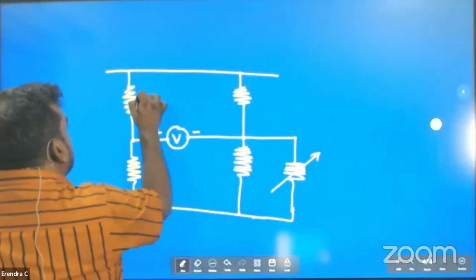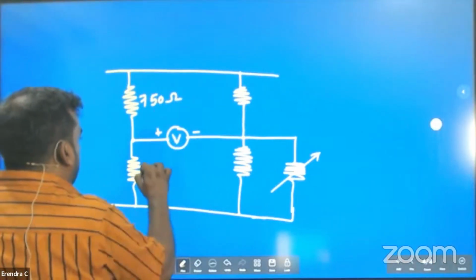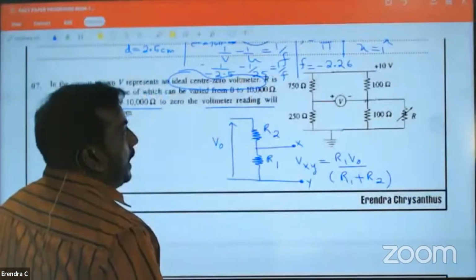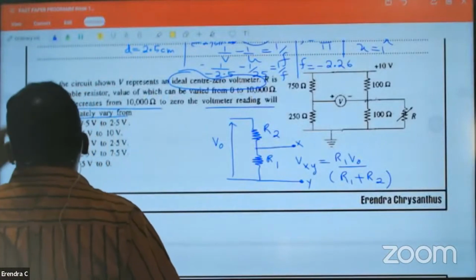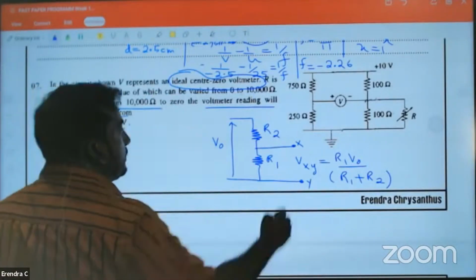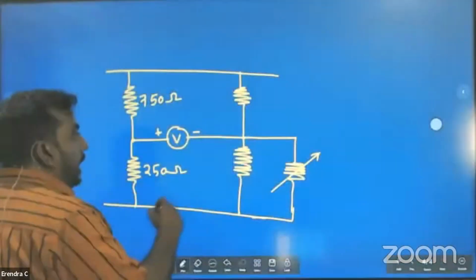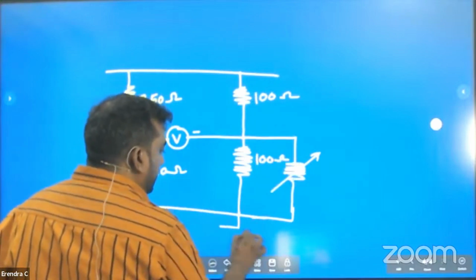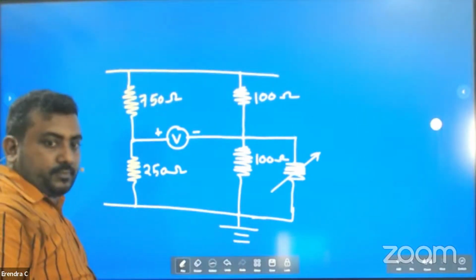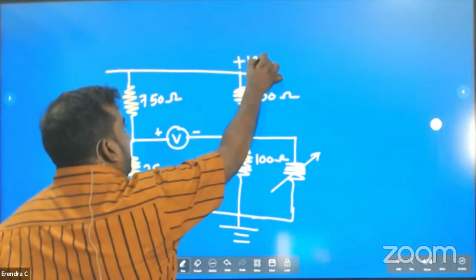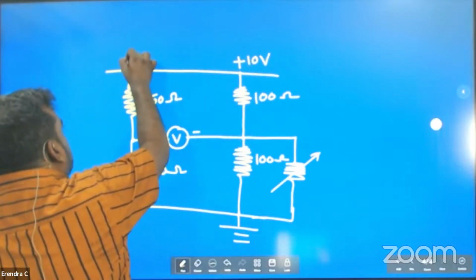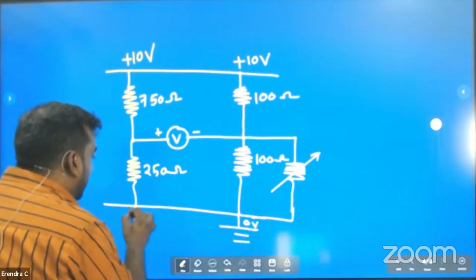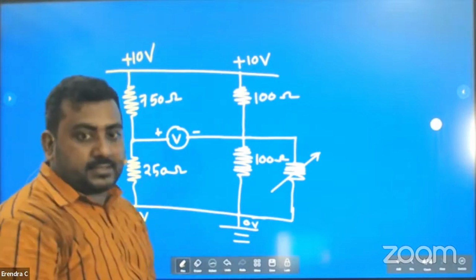Plus and minus 750 ohm, 250 ohm. Here 100, 100, 100, 100, 100 ohm, 100 ohm. Here grounded. Here plus 10 volt. Now here there is nothing. So this is also plus 10 volt on top. Here grounded, 0 volt. Here also 0 volt. Right.